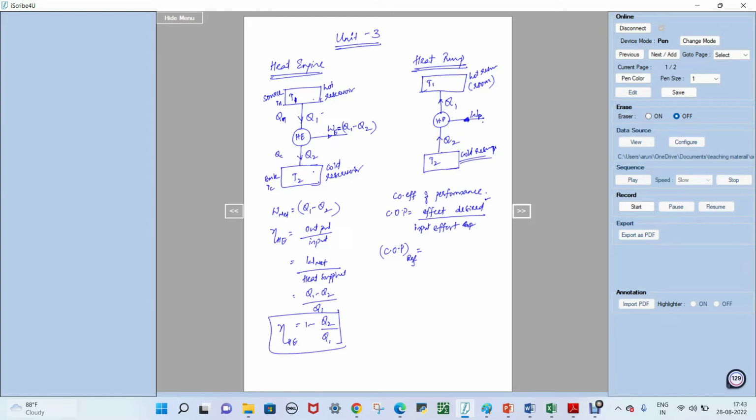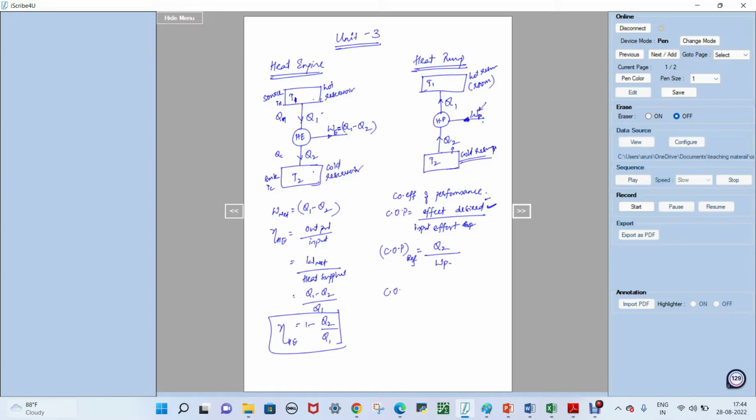For a refrigerator, I have already shown you the refrigeration cycle, so right now I'm not getting into it. But the effect desired, this word you remember, is cooling: the heat that is being removed from the evaporator or the refrigerator. So that is your Q2, divided by the input, which is the work that we have supplied, WP.